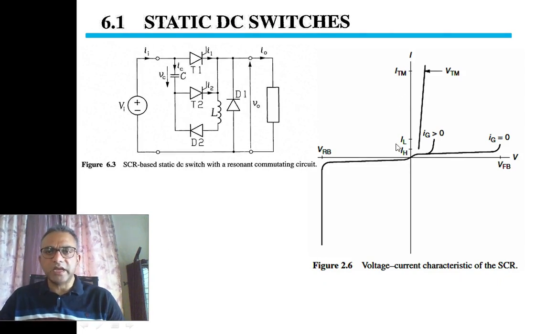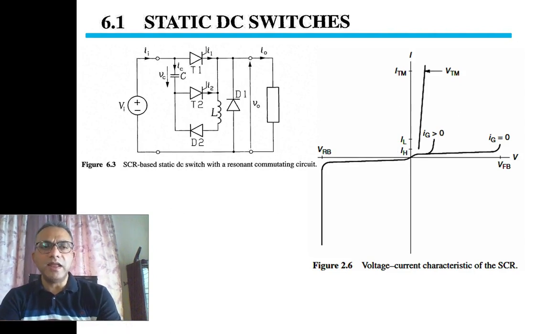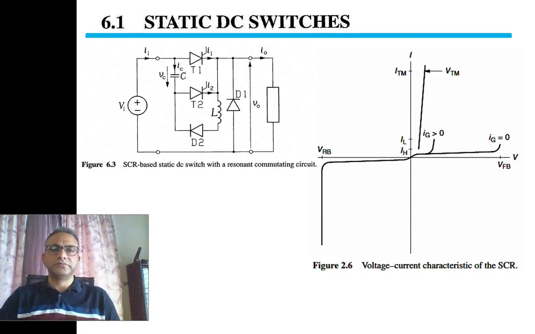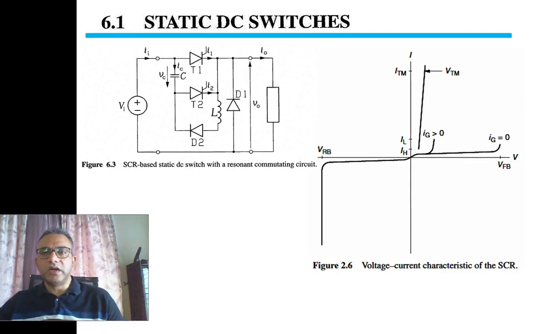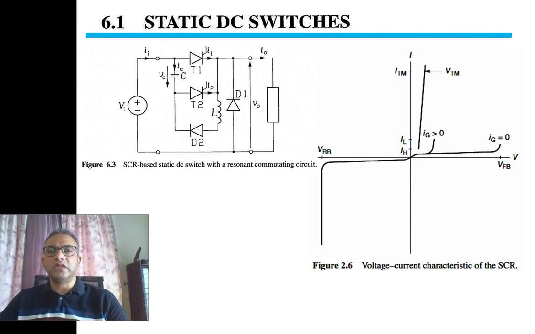Now this is IH and IL. IH represents the holding current, and IL represents the latching current. Holding current tells us that if we want to turn off the SCR, then we must ensure that the current flowing through the SCR is less than the holding current, IH. This IH information can be found in the manufacturer data sheet of the SCR.